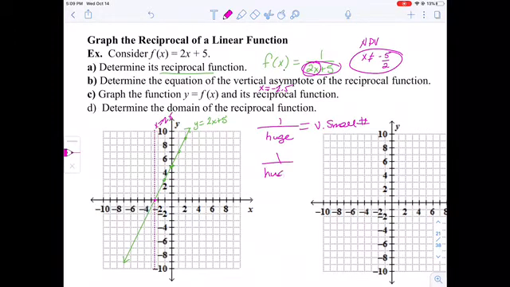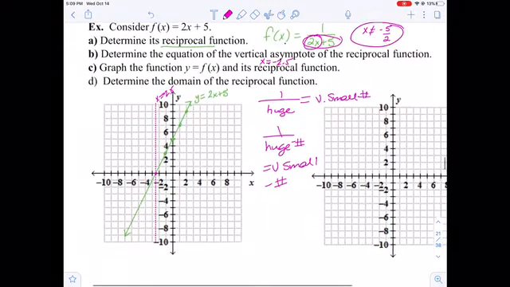If I put 1 over a huge negative number, then I'm going to get a very small negative number. Okay, very small negative number. So we'll look at that in a little more detail in a minute, okay? Now, let's graph this function.